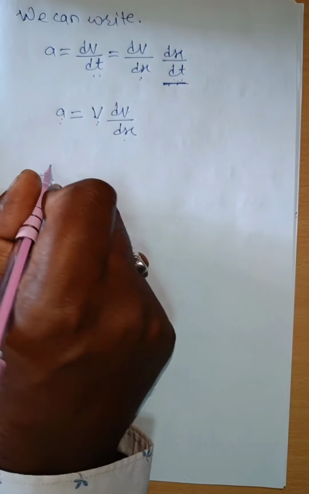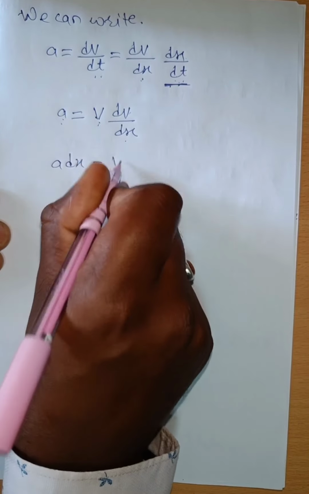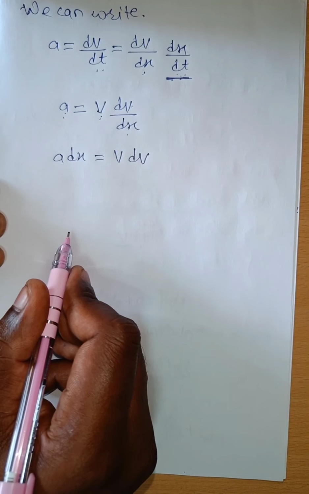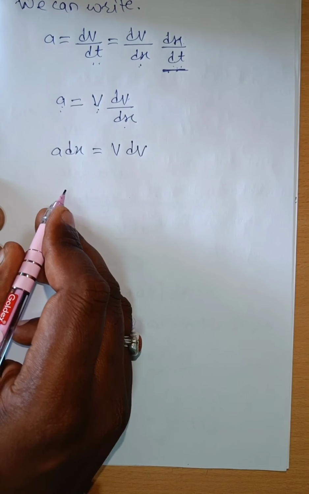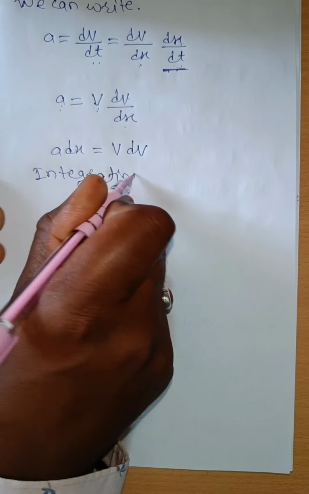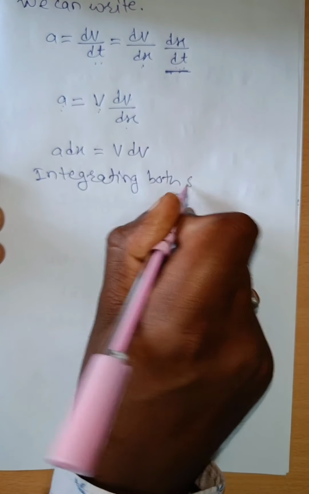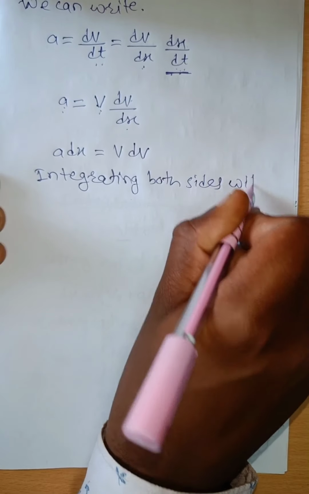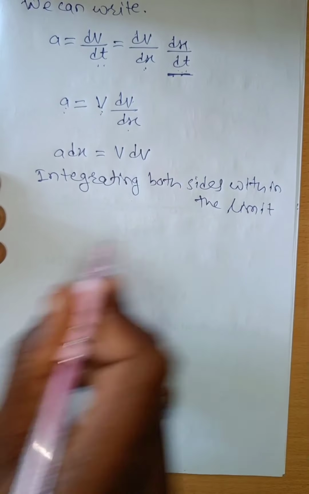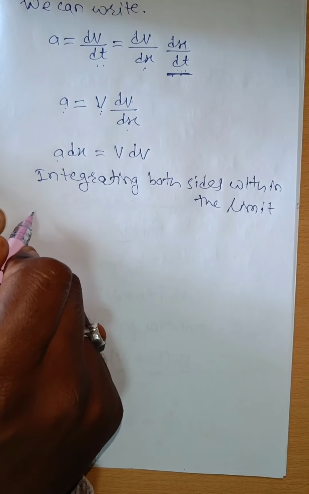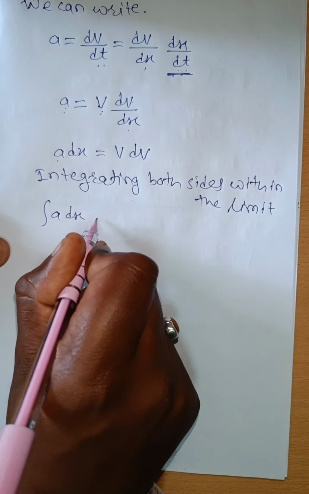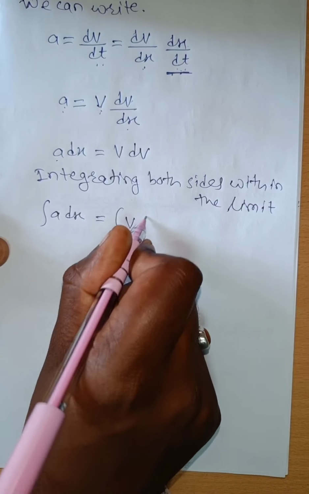Then taking cross multiplication, a into dx is equal to v into dv. Now integrating both sides within the limits. Then a is constant, therefore taking it outside. We write the integration of a into dx, which is equal to the integration of v into dv.